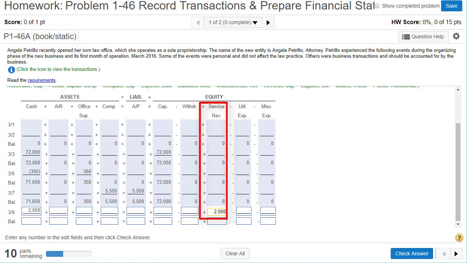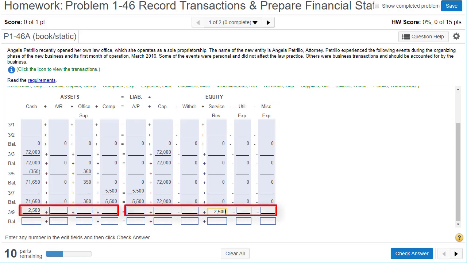And notice I did not put zeros in the unaffected accounts on the transaction row. Now, before we move on, we should double check that the two accounts have an equal effect on each side of the accounting equation. We have positive $2,500 on the left side and $2,500 on the right side of the equal sign, so the equations balance.